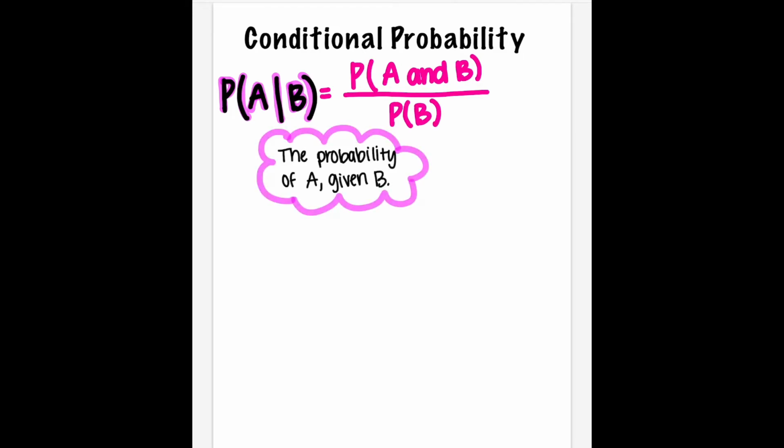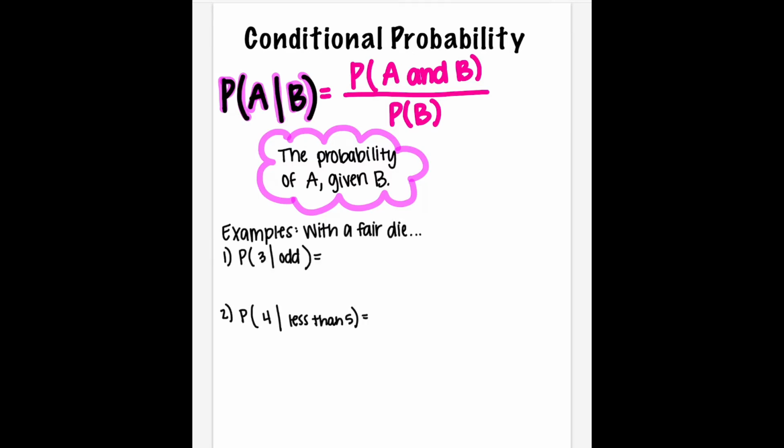Let's just do a few examples using the same idea of the fair die, and then we'll do some examples with a different scenario. So just a couple examples with the fair die. What's the probability of rolling a 3 given that the number you rolled is odd? So the probability of rolling a 3 and that it is odd, out of just the probability of rolling an odd. Think of it as what's the probability of rolling a 3 given that it's odd?